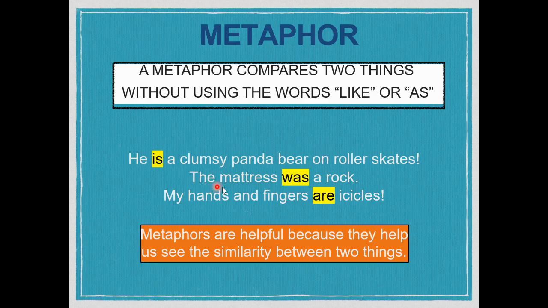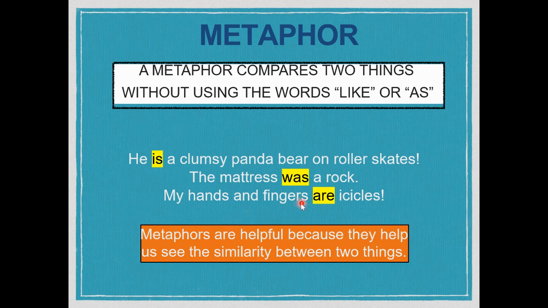It's kind of like the mattress was a rock. We're using state of being verbs now. Is and was, because that mattress is really hard and I want you to understand that it's really hard and uncomfortable. So I'm going to tell you using a metaphor that that mattress was a rock. Was it actually made of stone? Literally? No, it's not literal. It's figurative. It's a metaphor, but it was really hard. And that's what I want you to understand.